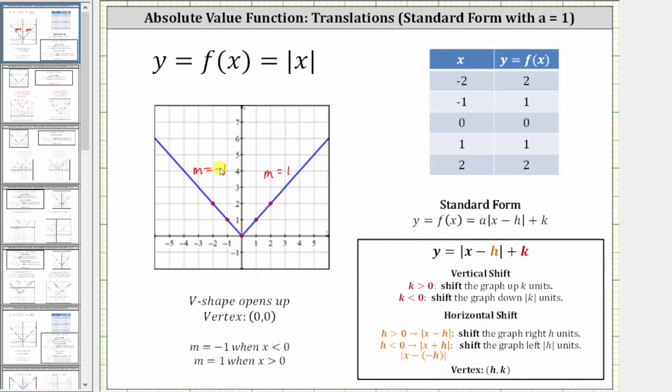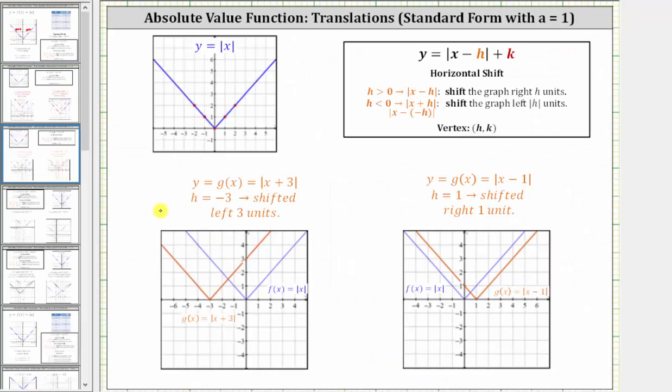Let's take a look at a few more examples. Let's say we're asked to graph y equals, or g of x equals, the absolute value of x plus 3. Again, because we have addition here, h is going to be negative 3. We need to be thinking that we can write x plus 3 as x minus negative 3 to determine the value of h, again because in standard form we do have subtraction inside the absolute value. So because h is negative 3, the graph is shifted left the absolute value of negative 3 or 3 units.